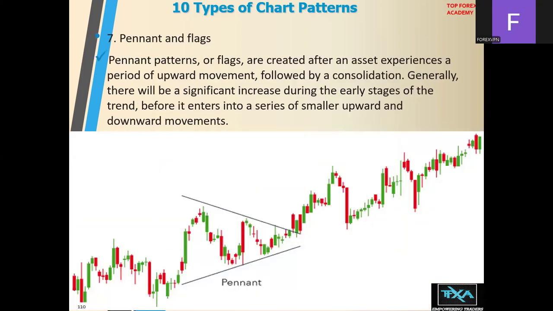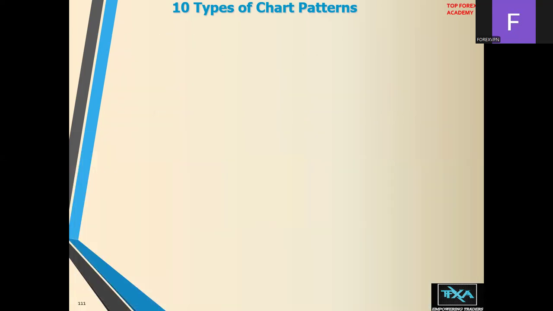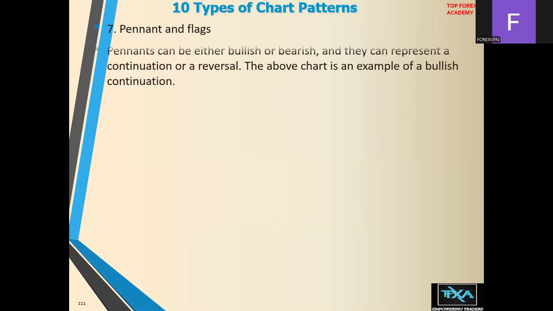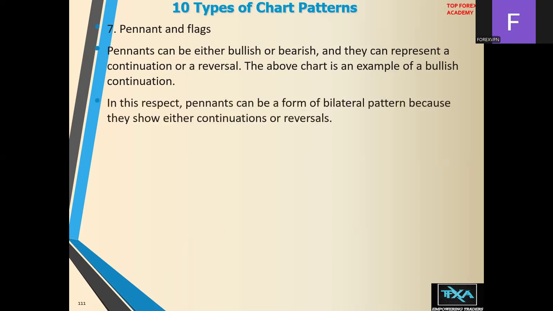The next here is pennants and flags. Pennants can be either bullish or bearish, and they can represent a continuation or reversal. The above chart is an example of a bullish continuation. In this respect, pennants can be a form of bilateral pattern because they show either continuation or reversal.